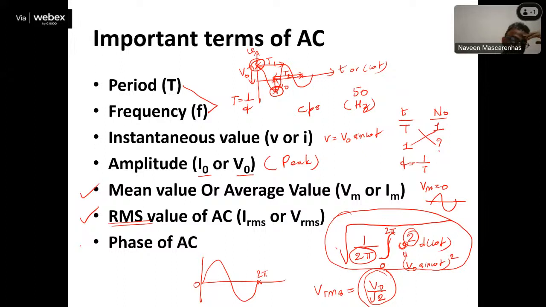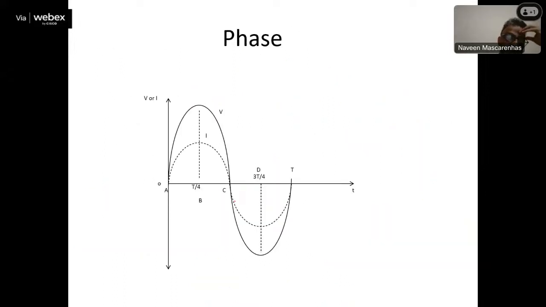So the last one is the phase of AC. And the phase of AC can be defined this way. This is maybe a better picture. We have T along the x-axis, and V or I on the y-axis. You know that the entire time taken is the time period T here. So half of that will be T by 2, half of that is T by 4, this is T by 2, and this is 3T by 4 here.